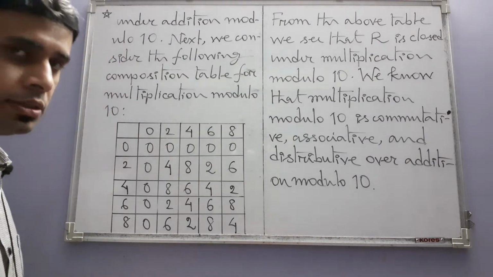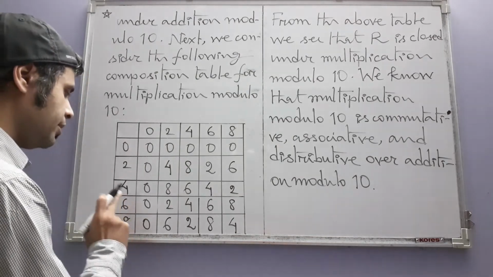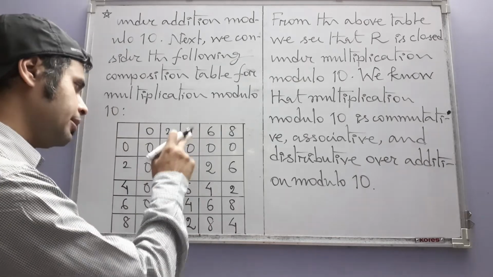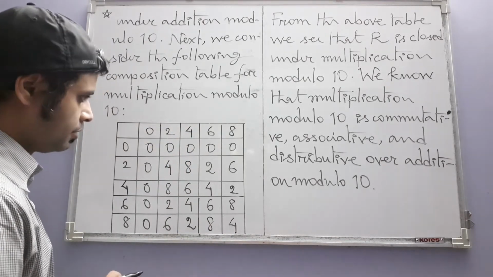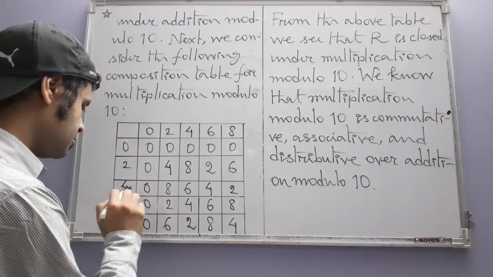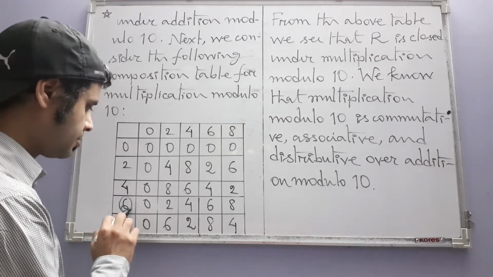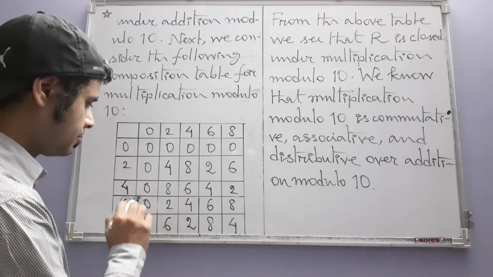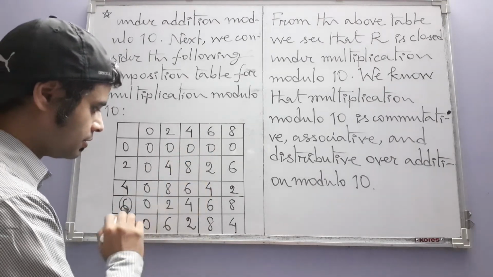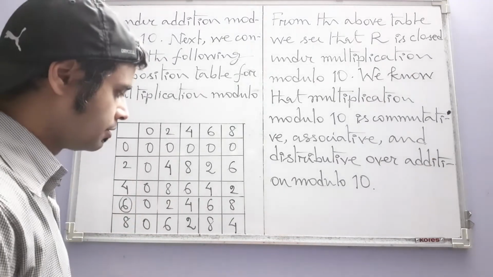But what is the unity here? The unity should be an element such that when you multiply any element with that element, nothing changes. You get that any element back. Do you see that with any of these elements? What about 6? You see that in the row labeled by 6, actually nothing has changed. 6 times 0 is 0, 6 times 2 is 2, 6 times 4 is 4, 6 times 6 is 6, and 6 times 8 is 8. So 6 is actually the unit element.